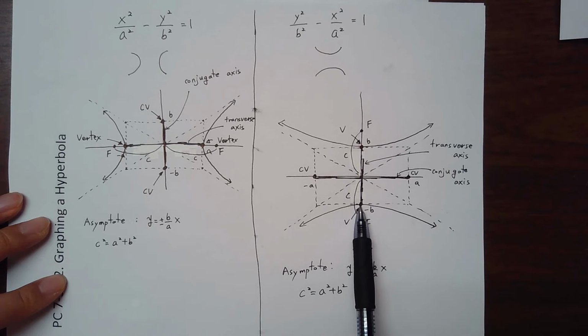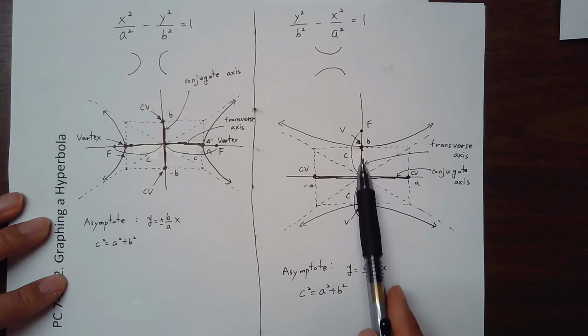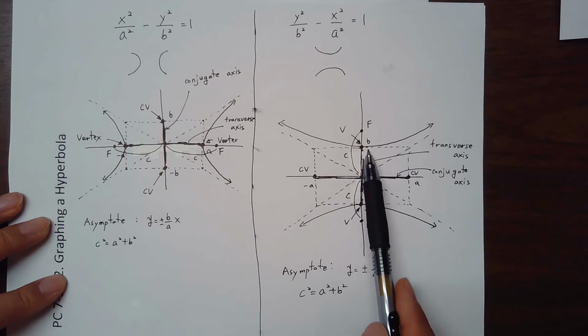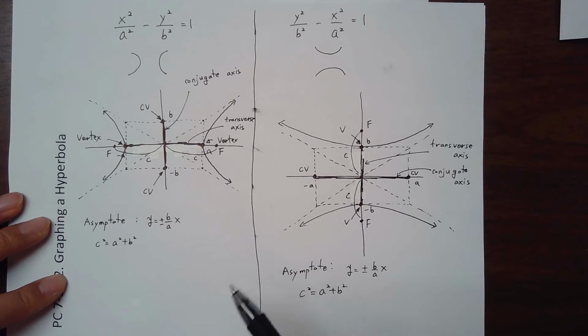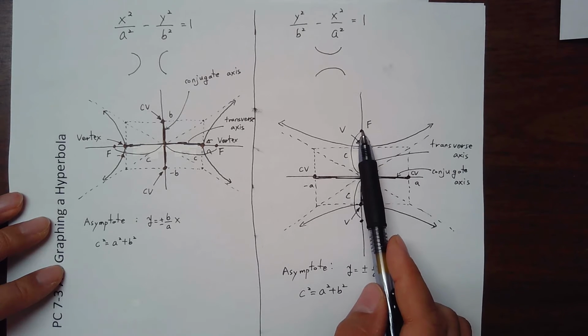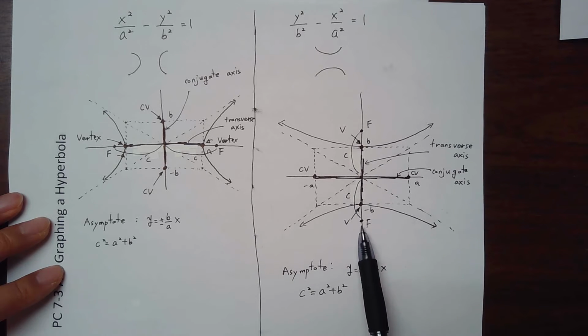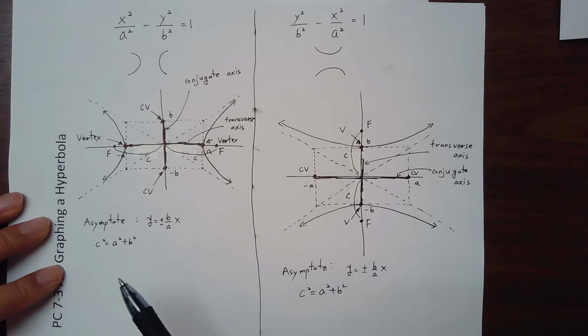That's the vertex, co-vertex. This axis will be the transverse axis. That axis will be the conjugate axis. The asymptotes will be the same way, y equals plus or minus b over a x. Calculate c. Once you calculate c, you can locate the foci vertically. This distance is c, this distance is c.